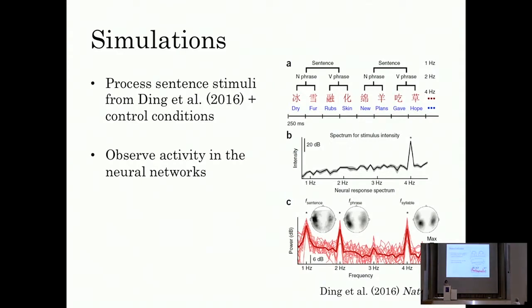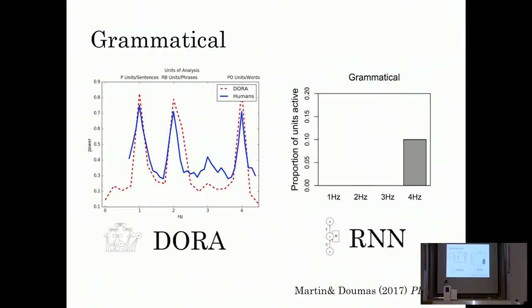All right, so back to the stimuli. Now our dependent measure is to observe the activity in the neural networks. What we find is the activation in the driver of DORA, in the buffer, which I'll show you later in the architecture, closely follows the human cortical signal. And that comes directly from how we're representing information in the network.